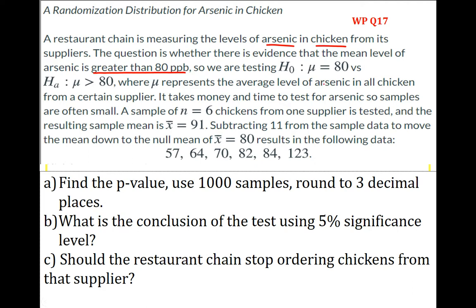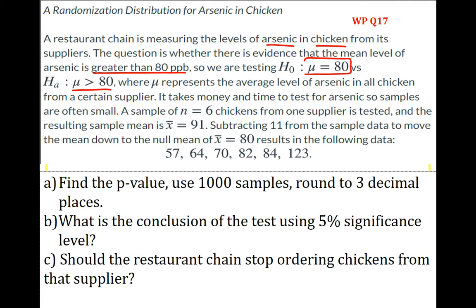So that puts H0 at exactly 80 versus HA at being greater than 80, where mu represents the average level of arsenic in all chickens from a certain supplier. It takes money and time to test the arsenic, so a sample of n equals 6 chickens from one supplier is tested, and the resulting sample mean was 91. So they're interested in finding what happens when we have this particular value. And I'm going to show you how to put this into StatKey and how to run these numbers.